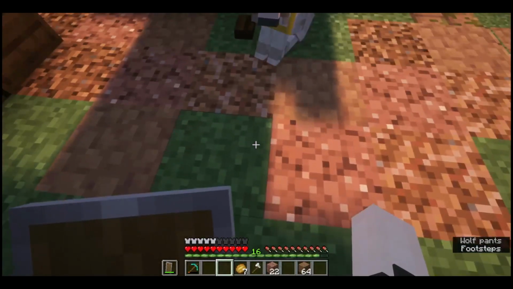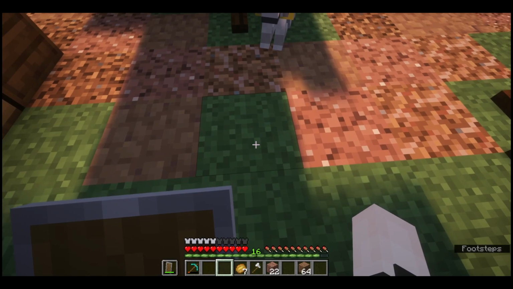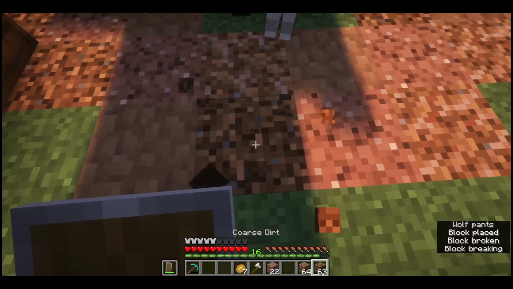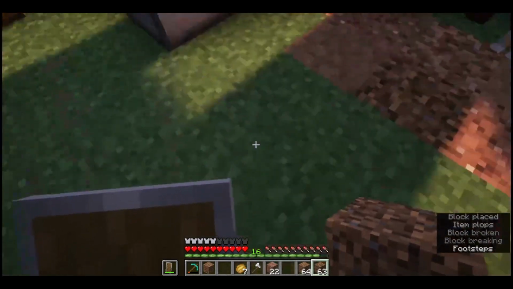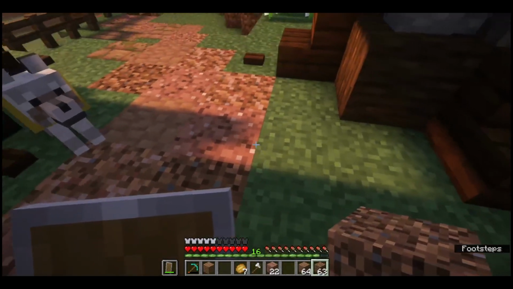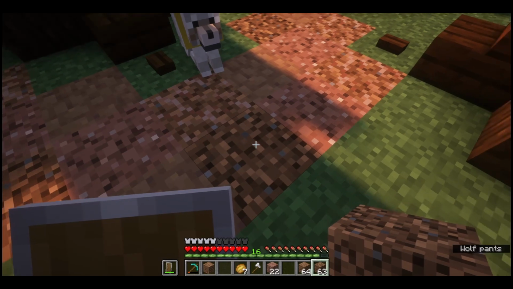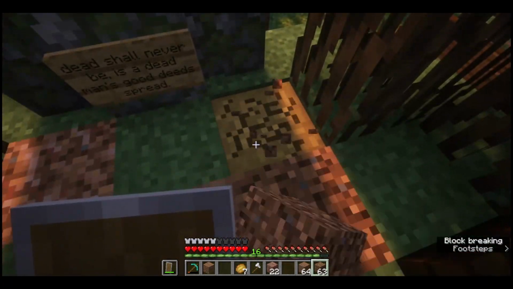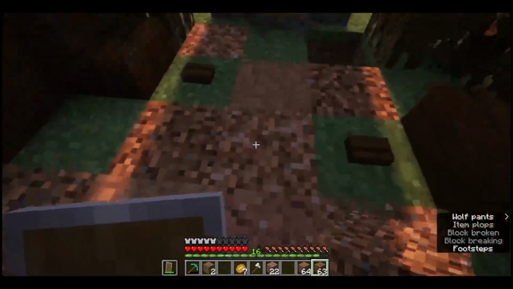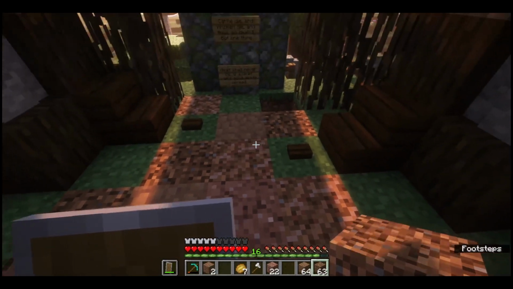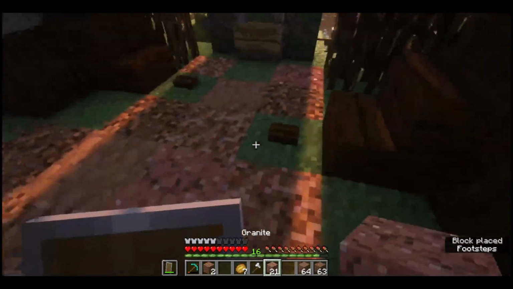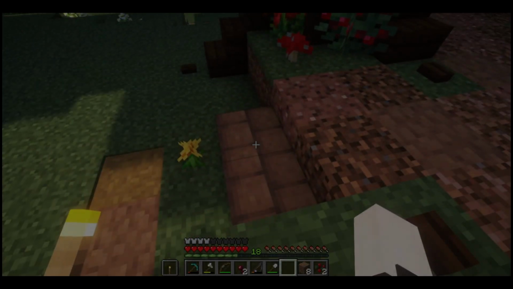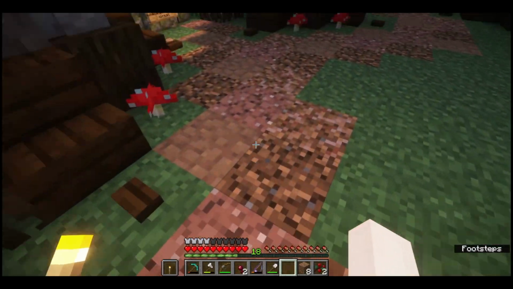Why is this... Oh my gosh, I put in the wrong dirt. Dang it. I was like, why is that grass? I put in regular dirt instead of coarse dirt. Okay, but now the path is complete. Except for right here, but this doesn't technically need to be here. What do we want there? What do we think? Granite. I think granite. There we go. Perfect. Okay. Yay. And that is the path done.